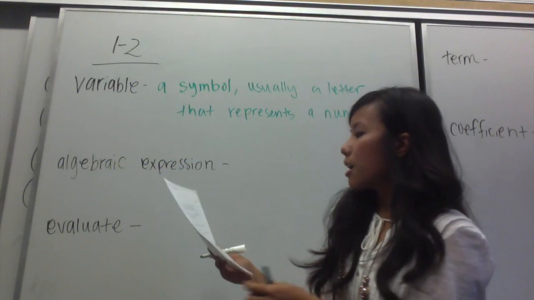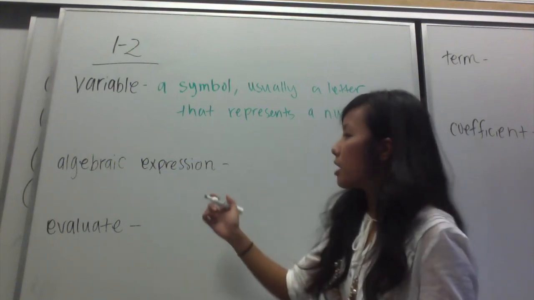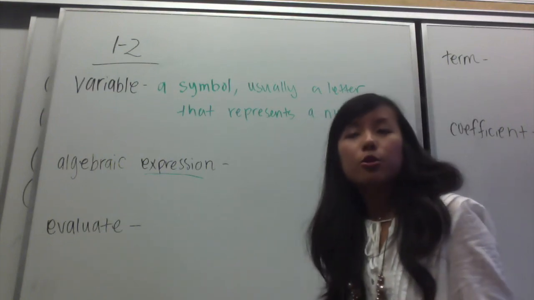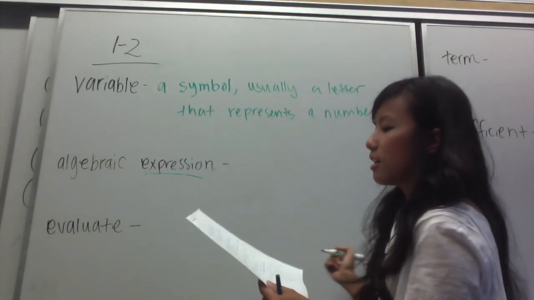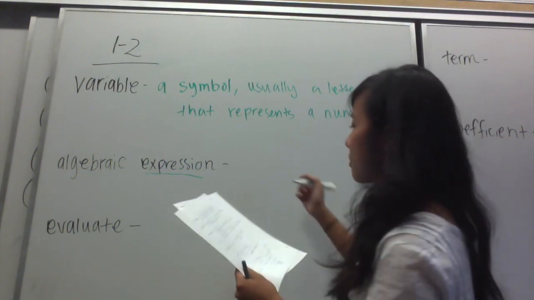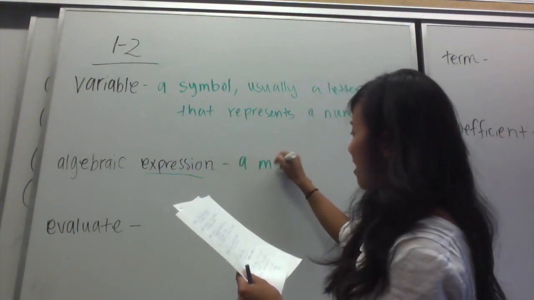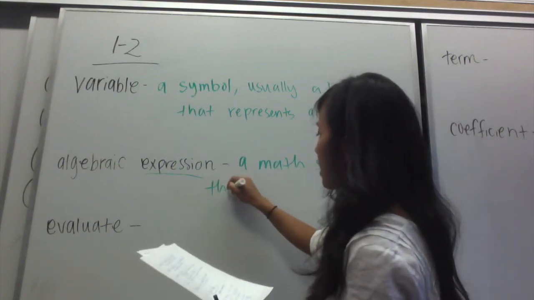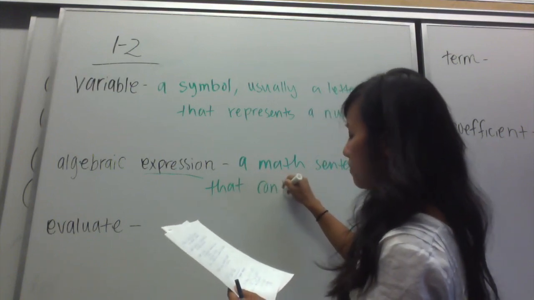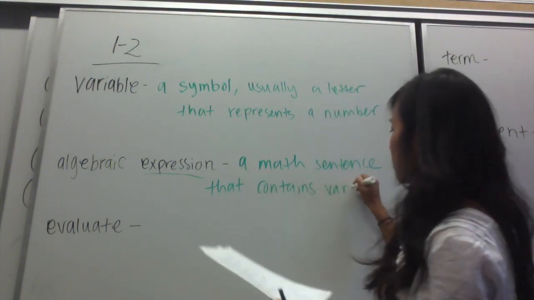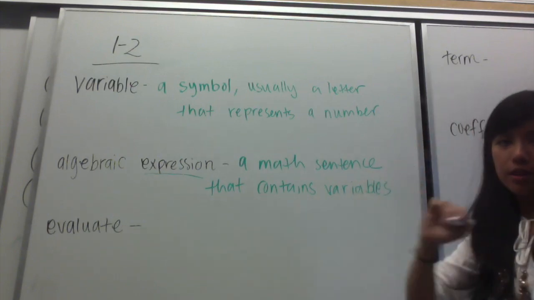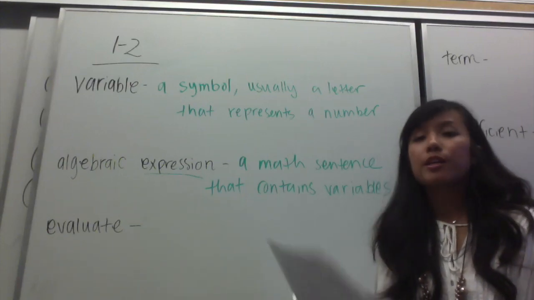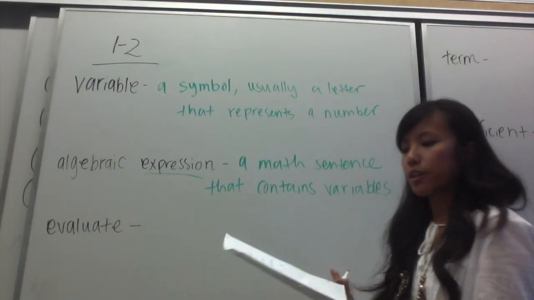Next is an algebraic expression. So an expression, it's kind of like a sentence. You're expressing yourself, but we're going to express algebraically. Okay, that does not make sense. But anyway, it is a math sentence, okay, that contains variables. Yes, because in algebraic expressions, we always have variables, usually.